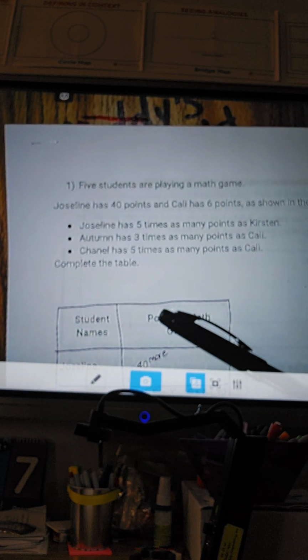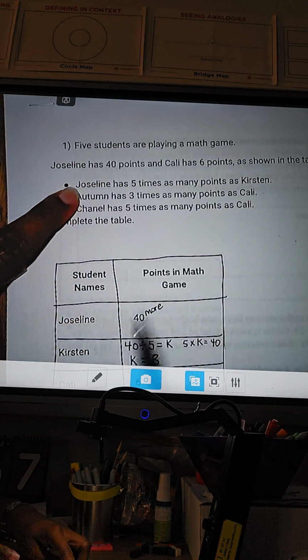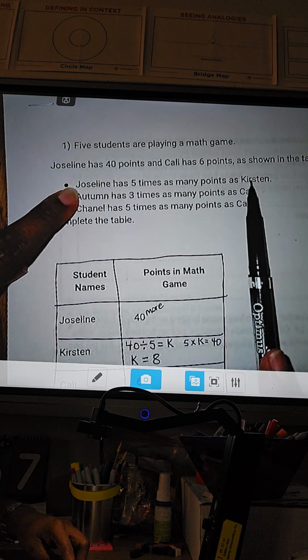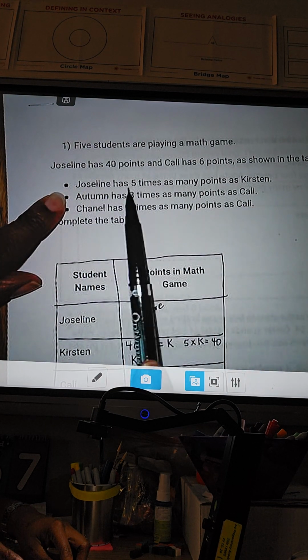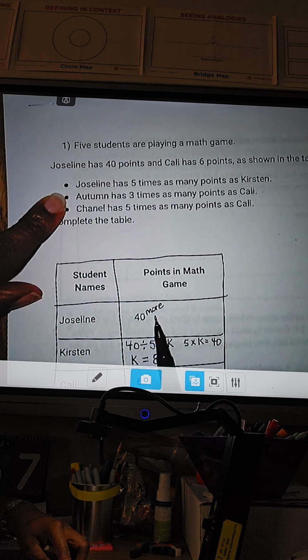All right, so we started with this question. We've already gone over it, so I just want to make sure we point out the answers and how we achieve the answers in the chart. Remember, it says Jocelyn has 5 times as many points as Kirsten. If Jocelyn has 5 times as many, that means she has more points than Kirsten. So you don't want to multiply 40 times 5 because that's going to give Kirsten more points. So you want to divide, or say 5 times K equals 40, K equals 8.